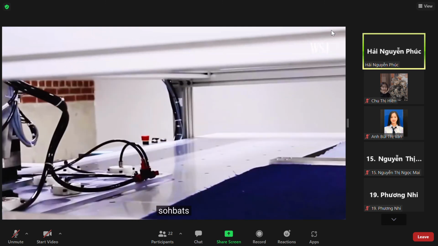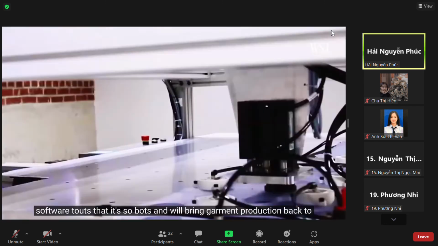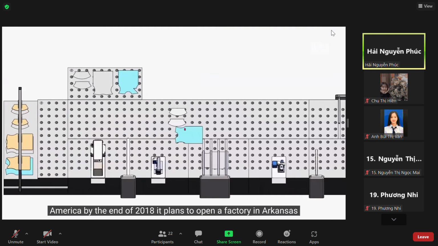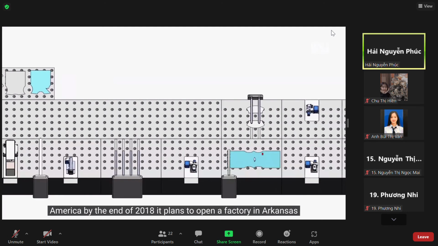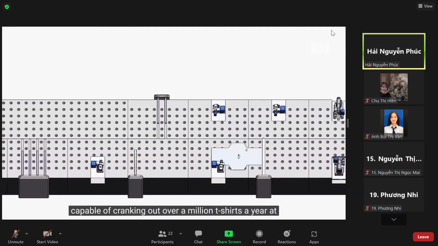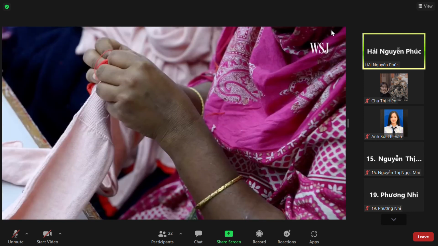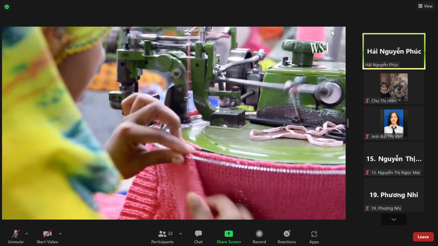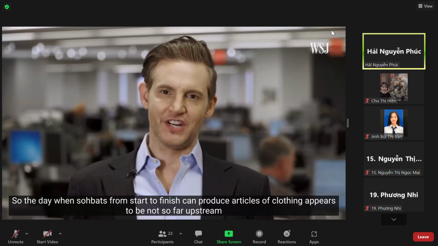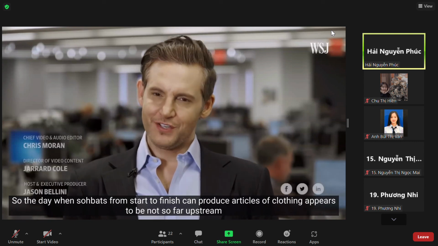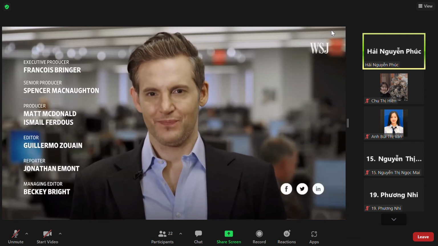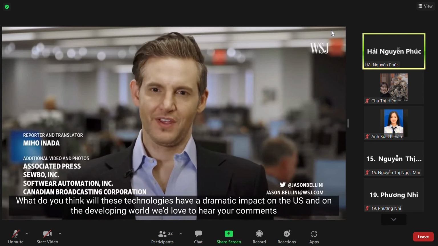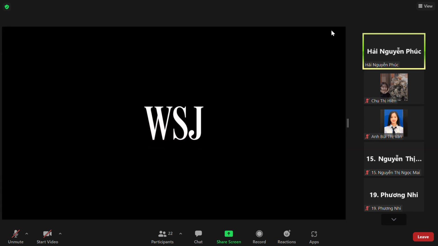The company provided this footage of its prototype Sobots. Software touts that its Sobots will bring garment production back to America. By the end of 2018, it plans to open a factory in Arkansas capable of cranking out over 1 million t-shirts a year, at prices the company says are on par with the lowest wage countries in the world. So the day when Sobots, from start to finish, can produce articles of clothing appears to be not so far upstream. What do you think? Will these technologies have a dramatic impact on the US and on the developing world? We'd love to hear your comments.